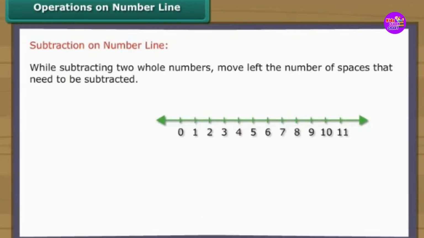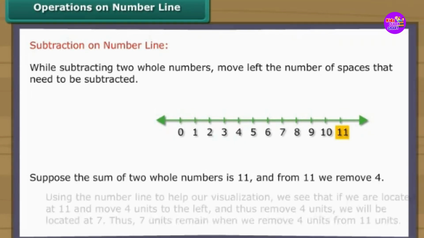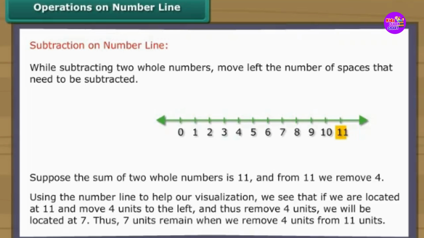While subtracting two whole numbers, move left the number of spaces that need to be subtracted. Suppose the sum of two whole numbers is 11, and from 11 we remove 4. Using the number line to help our visualization, we see that if we are located at 11 and move 4 units to the left and thus remove 4 units, we will be located at 7. Thus, 7 units remain when we remove 4 units from 11 units.